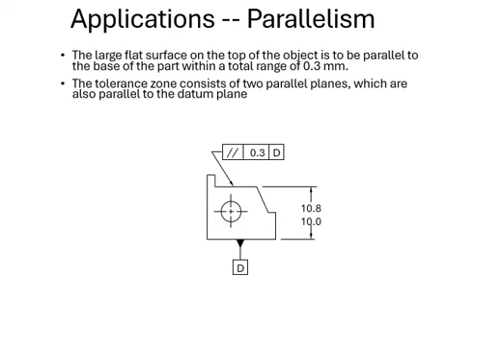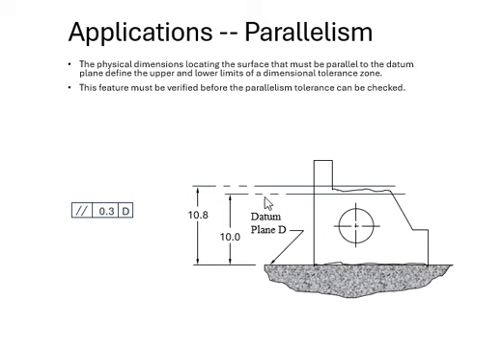So let's take a look at it here. Now we're going to draw an exaggerated version so you can see all the imperfections on that surface, and that surface parallelism is identified by this datum, your datum plane D. You can see this surface can go up and down in that zone, which is 0.3 apart. So from the reference datum plane D to here, it's going to be 10. From here to the upper limit is going to be 10.8.